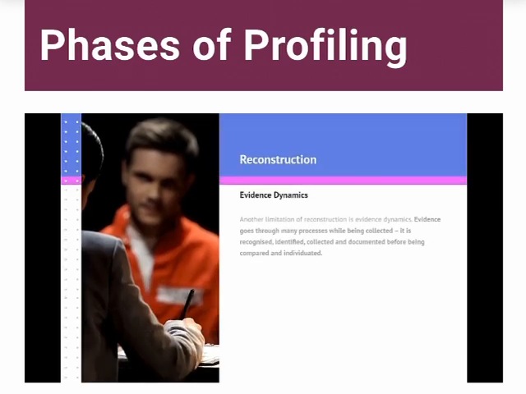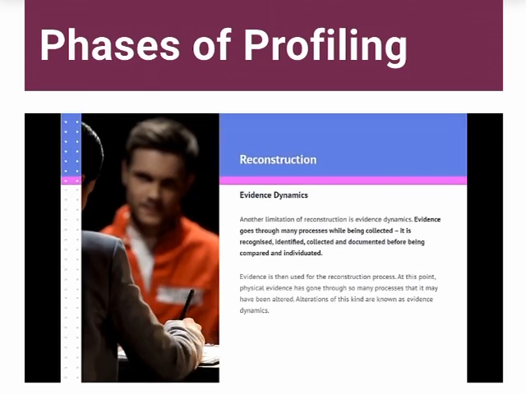Evidence dynamics. Another limitation of reconstruction is evidence dynamics. Evidence goes through many processes while being collected. It is recognized, identified, collected, and documented before being compared and individuated. Evidence is then used for the reconstruction process. At this point, physical evidence has gone through so many processes that it may have been altered. Alterations of this kind are known as evidence dynamics.